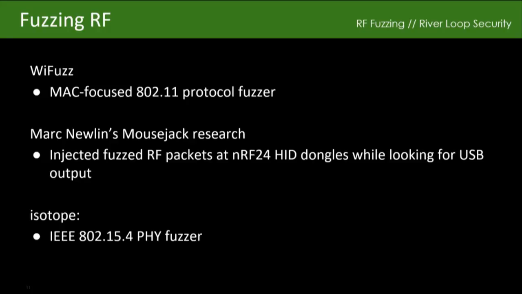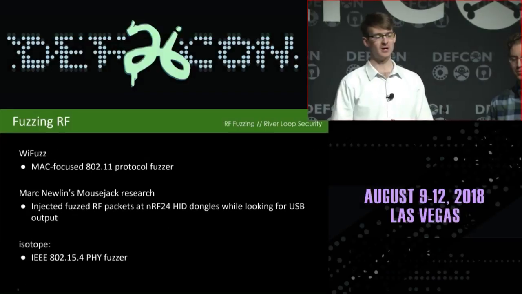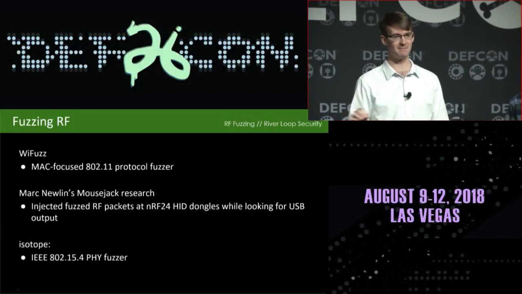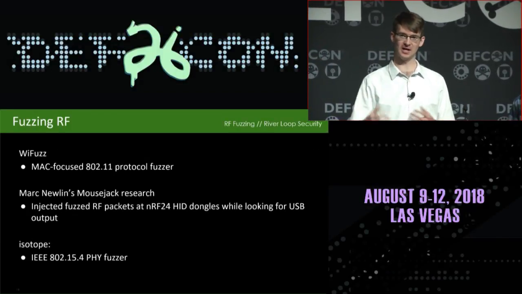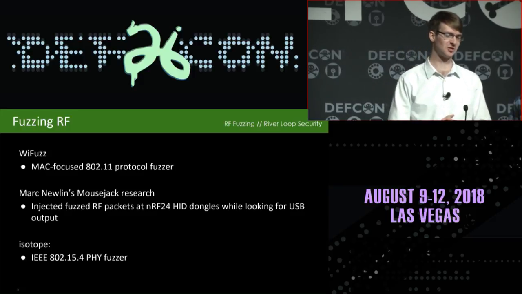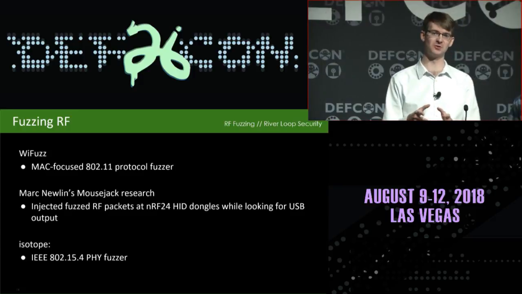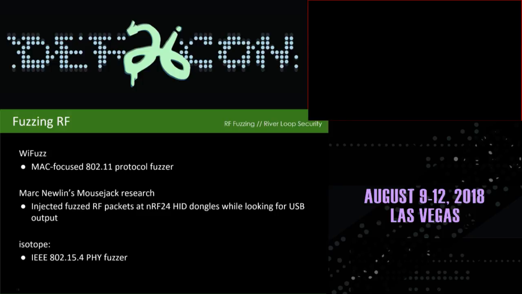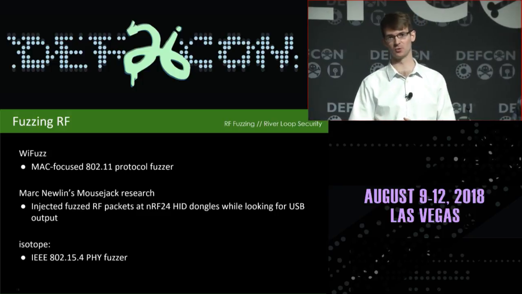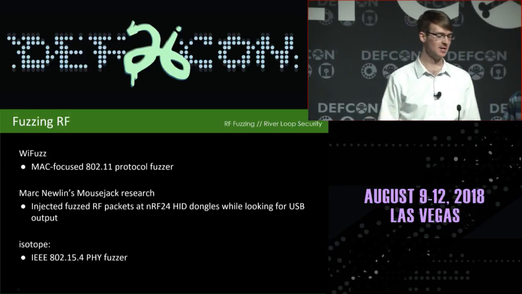When we talk about fuzzing RF, there are a couple different projects I want to comment on just to kind of frame the state of the art. WiFuzz is an open source project that's a layer 2 focused 802.11 fuzzer. Again, it's just focused on the MAC layer, and it doesn't engage the PHY really at all. It's also built pretty specifically for 802.11. So to take that and extend it to support another wireless protocol would be non-trivial.